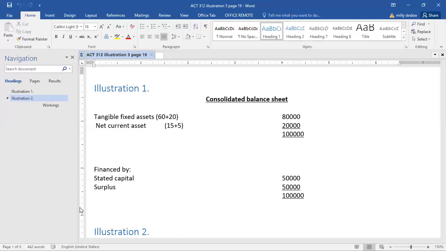So it means that when you get a question like that, you only add both and then take out the investments and the capital and surplus of the subsidiary. But this is just illustration 1. It's like the baby must learn how to sit before you crawl, before you stand, before you walk, before you run. So this is just the beginning.